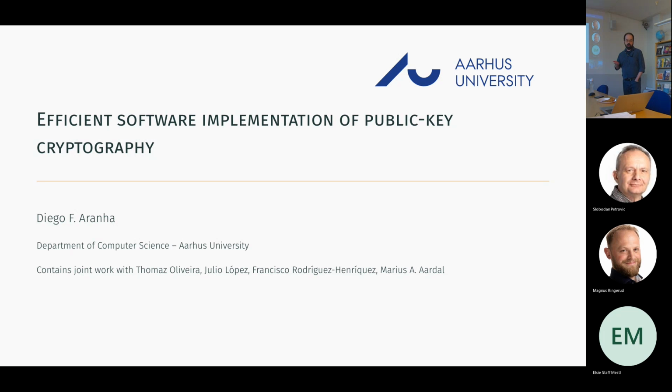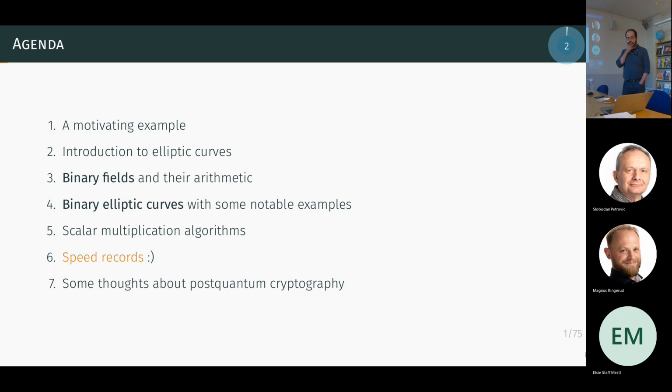Then, depending on how far we go, tomorrow we do scalar multiplication, or at least the state-of-the-art for scalar multiplication. And then I'll try to finish with some thoughts on post-quantum crypto, lattices in particular. It's something I've been working on more in the recent past. So we start from the abstract to the concrete, with basic background on fields and curves.